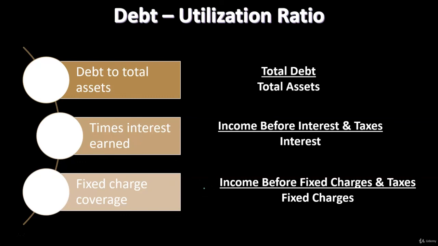Then you got the fixed charge coverage, which is the income before fixed charges and taxes divided by fixed charges. Now, fixed charges are those that don't change over time, and those will be something like the rent. So when you increase or decrease the sales volume, the rent doesn't really change, right? It's going to be fixed. So we're going to take the income before the fixed charges, basically taking net income and removing the fixed charges and taxes, and then seeing how many times over we can pay off the fixed charges.